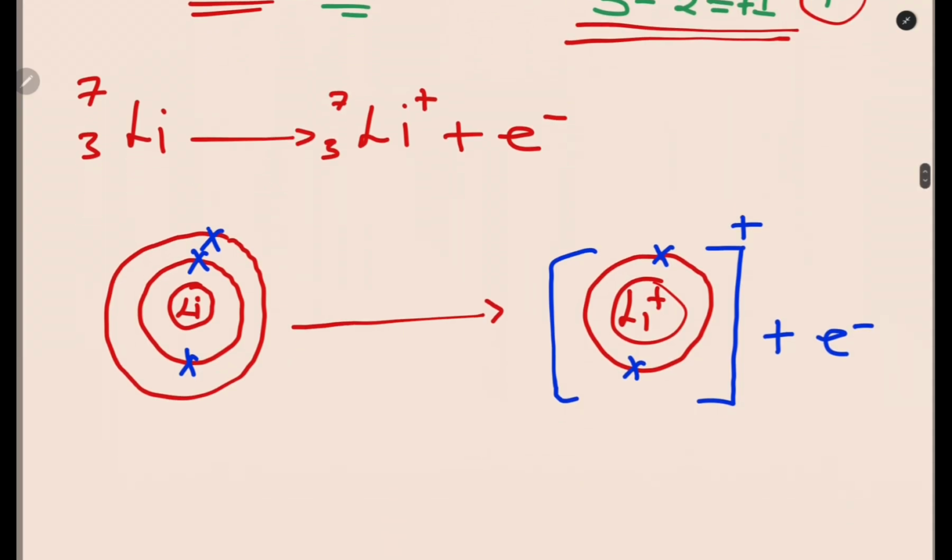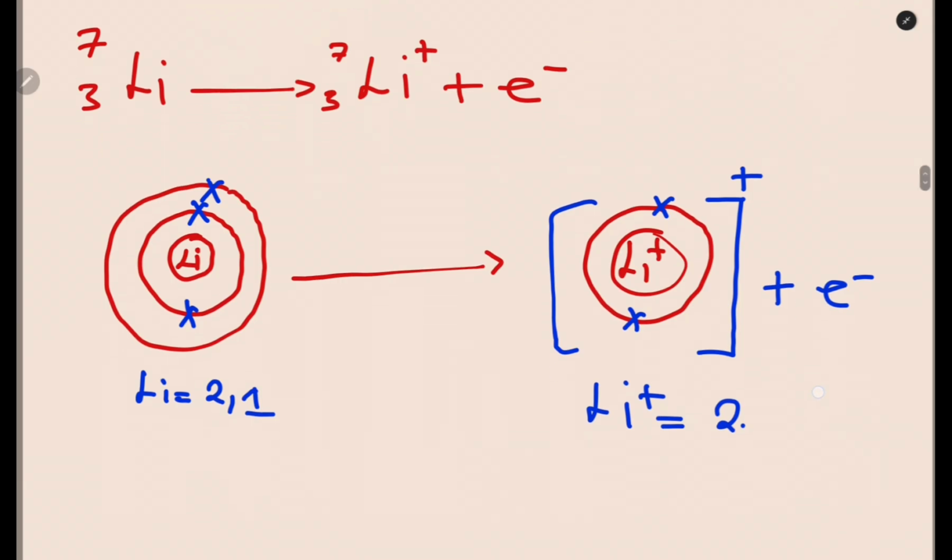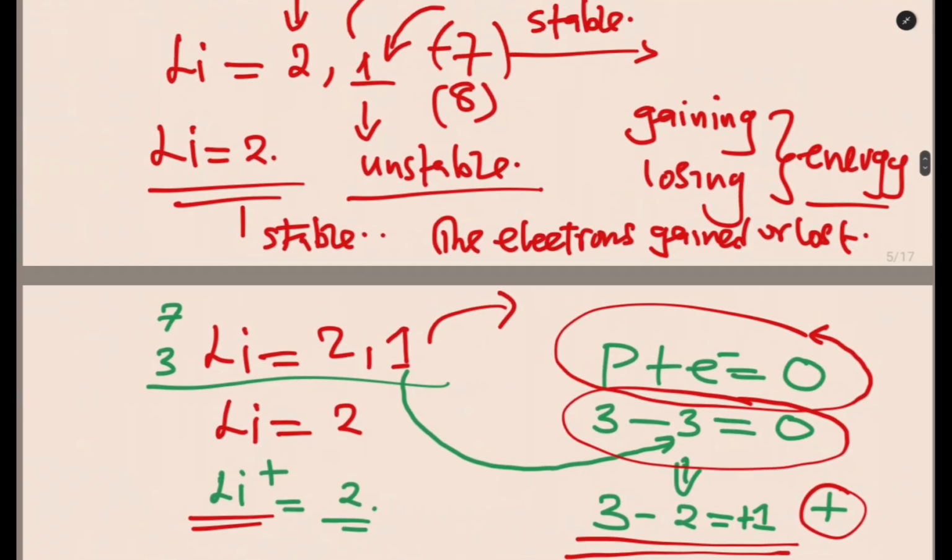So this is how you present the formation of lithium ion. I can even put the configuration here, which is 2, 1, then here lithium ion, which is positive, which is just a 2. So something like this. Okay, which other one can we look at?